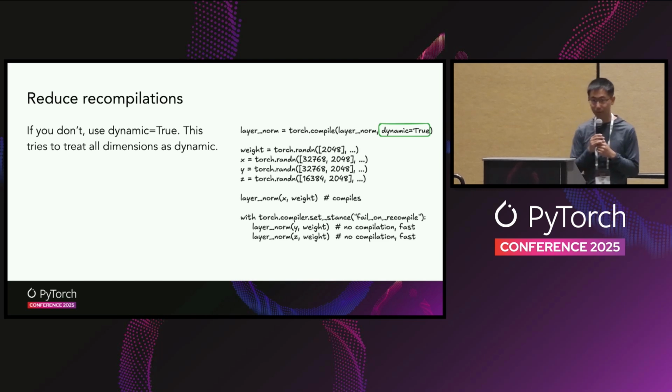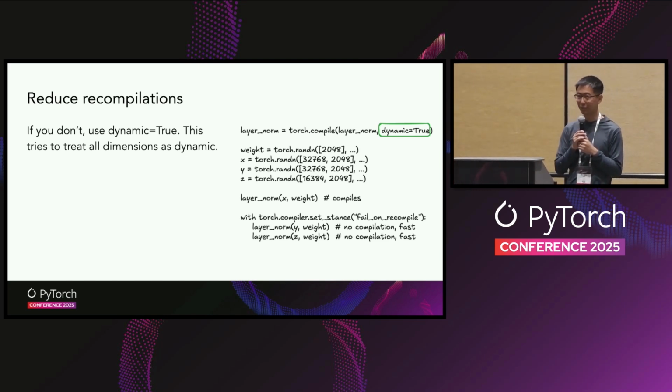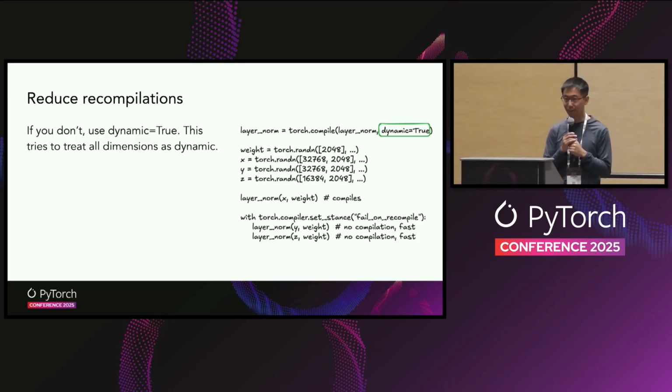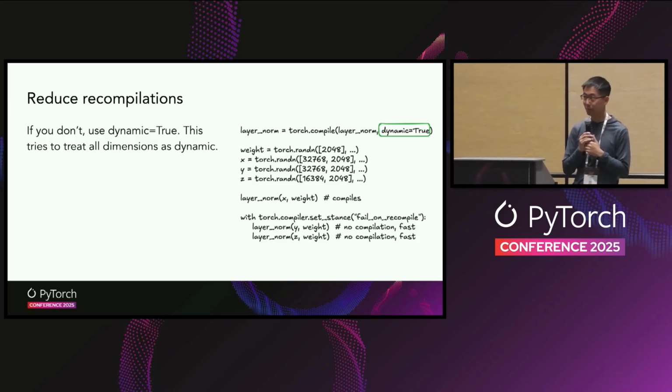If you don't know what dimensions are dynamic, or you just want something to work really fast, use dynamic equals true. It'll try to assume that all dimensions are dynamic. This comes at the downside of increased compilation time, and Torch.compile will not be able to generate as good code if everything is dynamic.